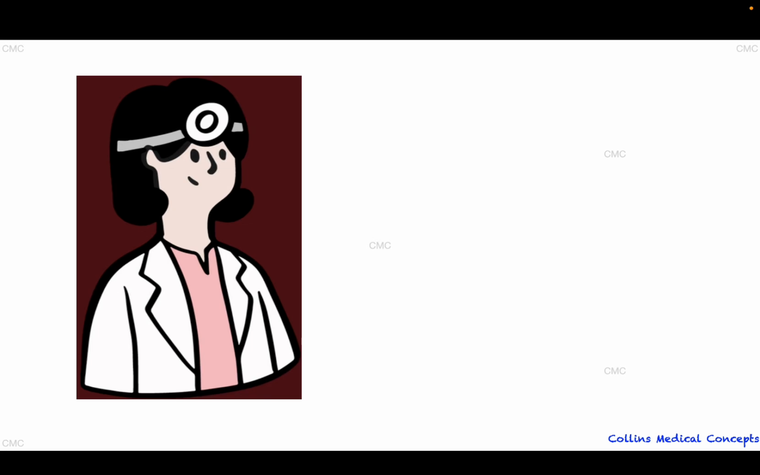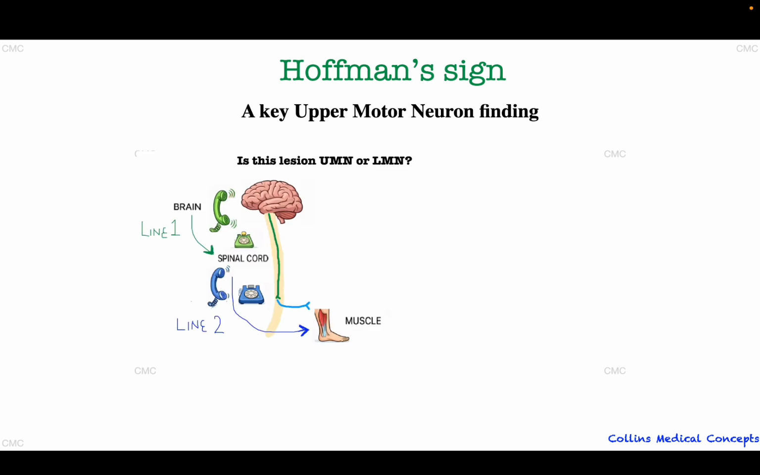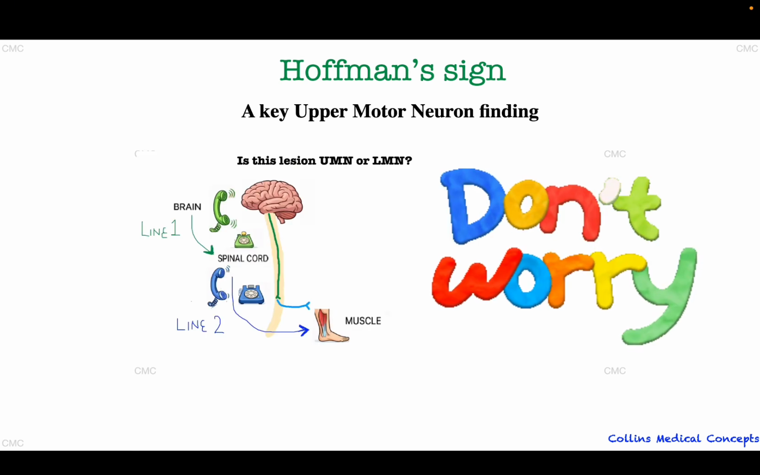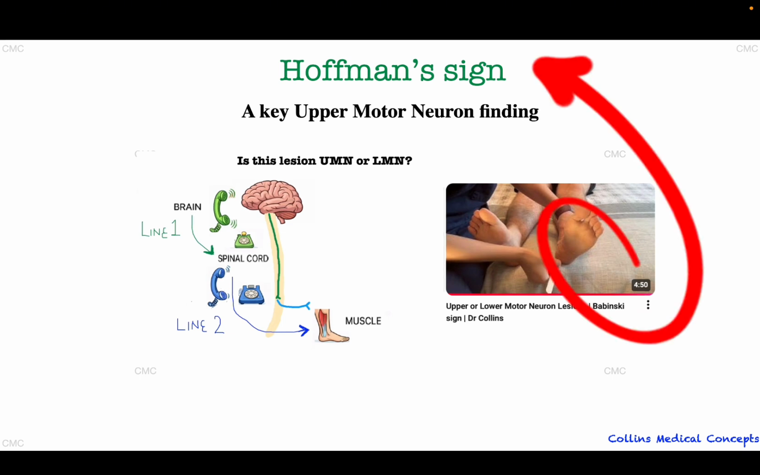Hello, I'm Dr. Collins, and in this clinical examination video, we will explore a key upper motor neuron finding, known as Hoffmann's sign. If you're unclear about what upper motor neuron or lower motor neuron lesions means, don't worry. Just consider watching one of our previous videos, which summarizes these very tricky concepts in just a few minutes, and also demonstrates the Babinski sign, which is often considered to be the lower limb equivalent of Hoffmann's sign.